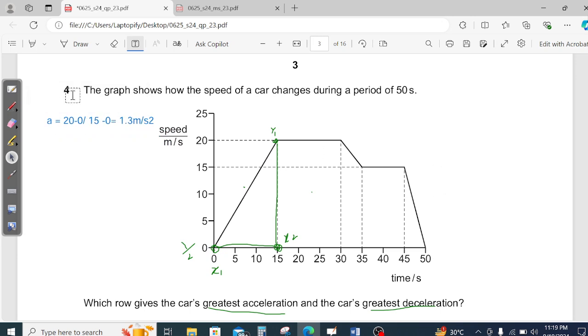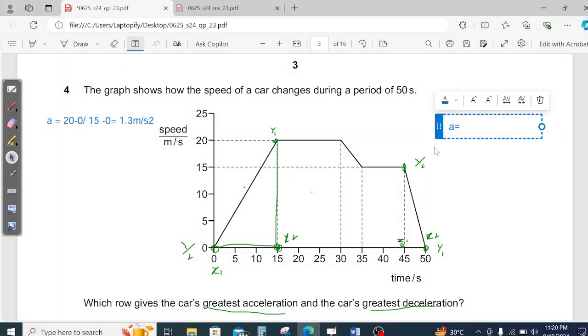And now look at the second decelerating portion. This is the first point, this is the second point. Okay, the value of this one will be y2 and the value of this one will be y1, and this is the value of x1 and this is the value of x2. Is it clear? So again solve this one.